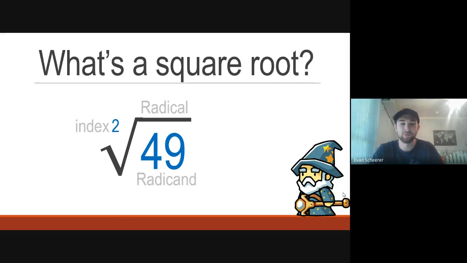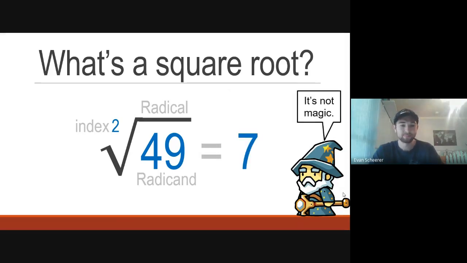So this is just the square root of 49. As we said, the square root of 49 is 7. Not magic, guys. It's just a square root. You're picking the number that you would multiply by itself to get the original number. So 7 times 7 is 49.